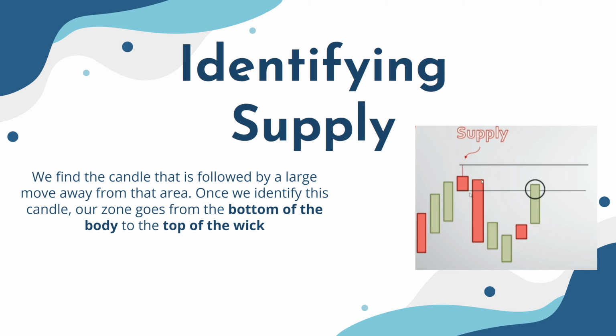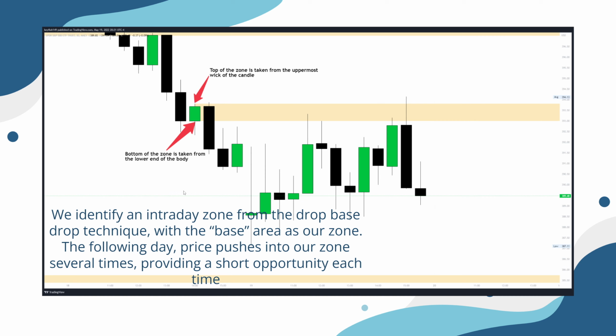So we see a large move right here, and the smaller candle that is right before the large move occurs. And so you take it from the bottom of the body to the top of the wick. That is for your supply zone, right? And this is an example for supply. So you take the zone from the bottom of the body to the top of the wick, all right?